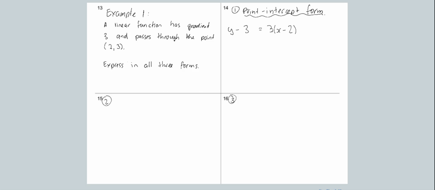Yes, you're right. You're absolutely right. Thank you for the audience participation. It is gradient intercept form. Because if I expand it, I get y minus 3 equals 3x minus 6. And if I add 3 to both sides, I get y equals 3x minus 3. I meant to put this heading up the top, but I forgot. So it's gradient intercept form.